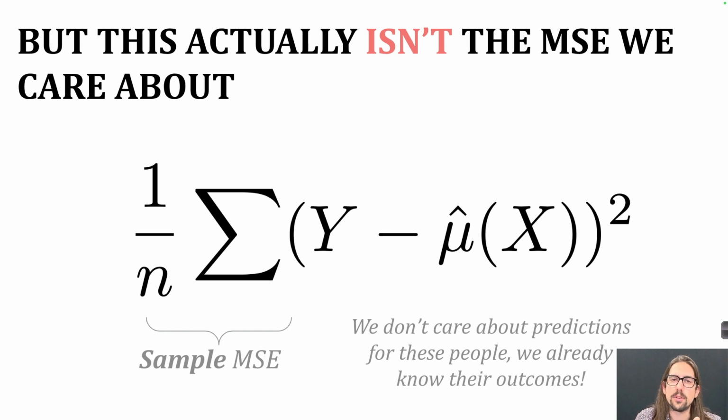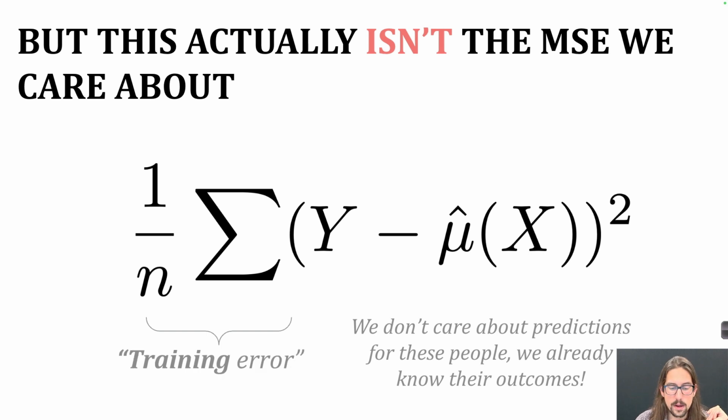Why is it useless to have a prediction for the people who are already in your data set? Because they already had heart attacks or they didn't, right? So who cares how well you can predict whether or not somebody who already had a heart attack was going to have a heart attack or not? It's totally pointless. So we don't actually care about the sample MSE. These are the wrong people.